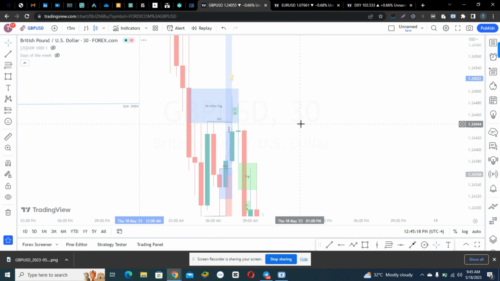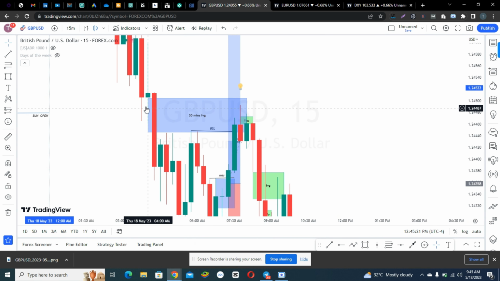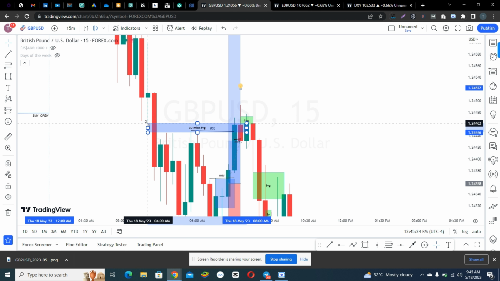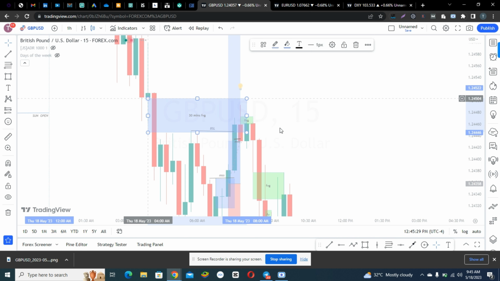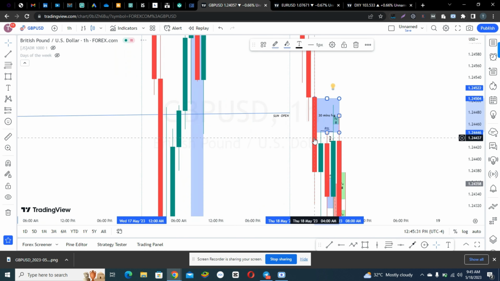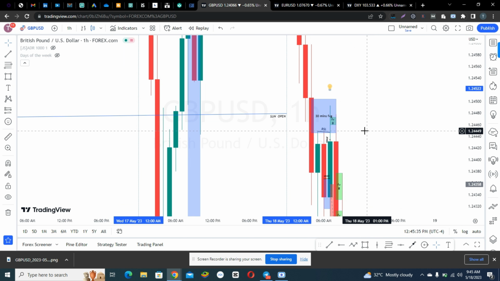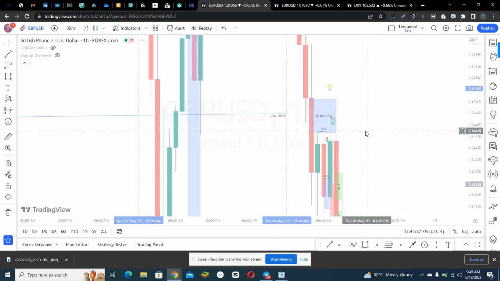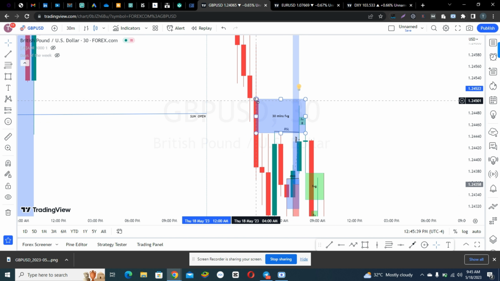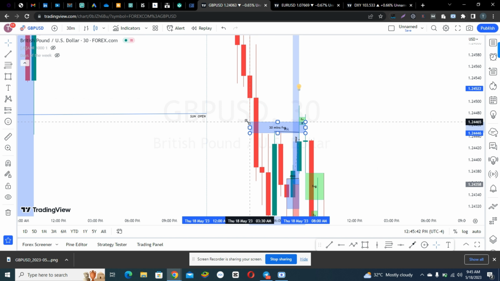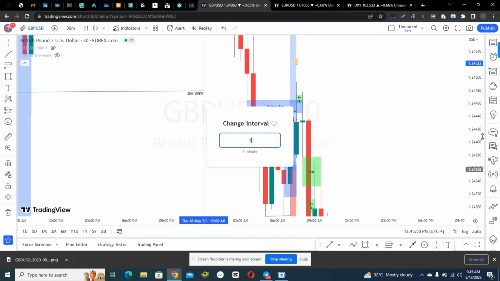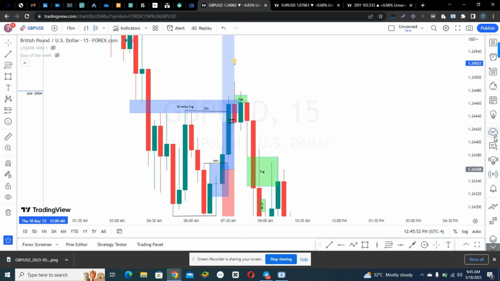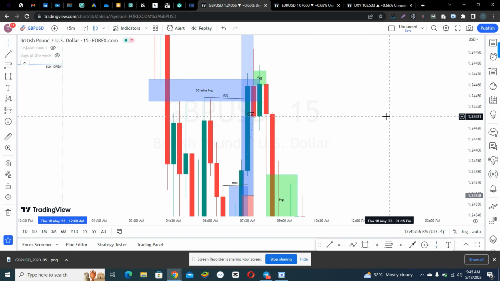Okay, that was on 15 minutes. Sorry, there's a 15 minutes fair value gap right there. Oh, I think it's on the 1 hour. Let me just go down to the 1 hour. Yeah, is it a 30 minutes fair value gap? So this 30 minutes fair value gap right here, when I saw it, I was like, okay, since there's a 30 minutes fair value gap right there, I marked it out.